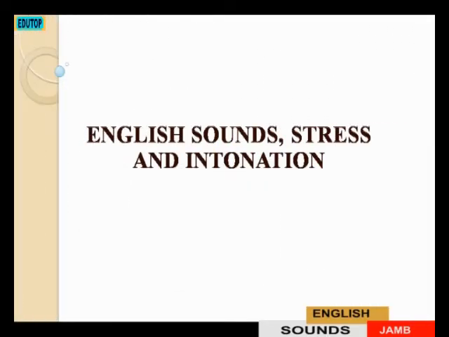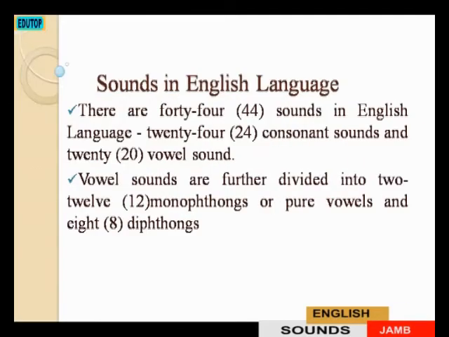This section treats English sounds, stress and intonation, and this is part of the prerequisite for passing any examination on English language. So you have to understand what sounds are, what we mean by stress and what intonation means. Sounds in English language. There are 44 sounds in English language and they are further divided into two. We have the consonant sounds and the vowel sounds.